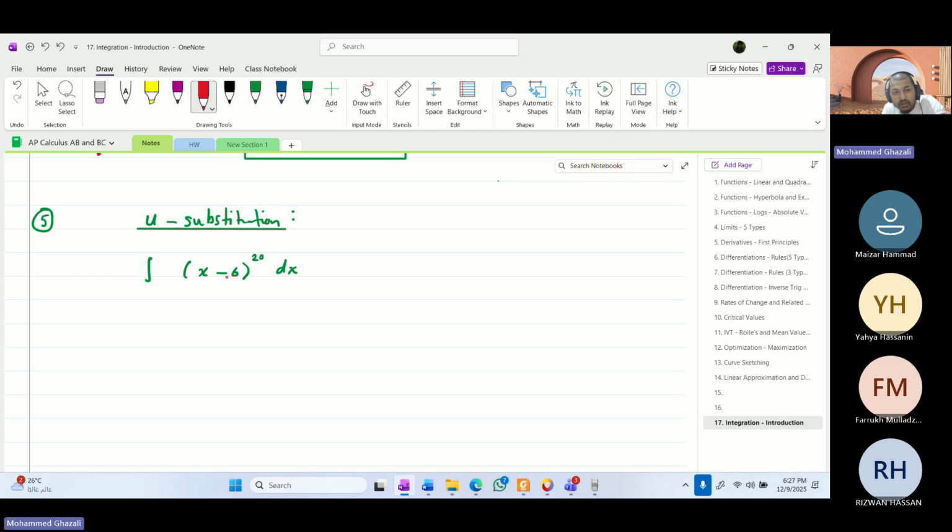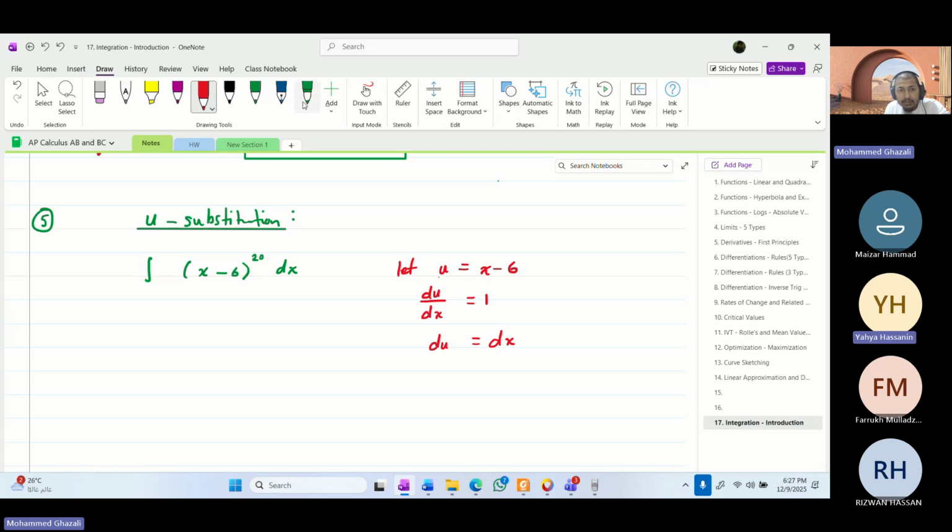So what's the technique? U substitution. How do we apply this? We say let u equal x minus 6. Now you find the derivative. What is du dx? It's just 1. Now you take the dx and cross multiply, so du is equal to dx. In future, I'm not going to write du dx. I'm just going to differentiate both sides, so this is du and that side is dx.